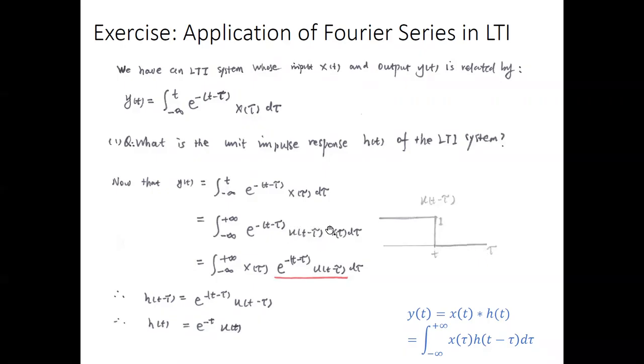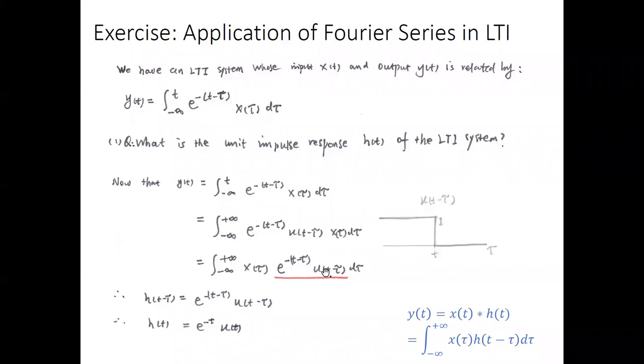That's why when we multiply this with x of tau and take the integral from minus infinity to plus infinity, the part from t to plus infinity just disappears. That's why it is equivalent to stop the integral at t. And then we reorganize those terms a little bit so that it looks more like the standard convolution. You can understand it as a function of t minus tau, and in the convolution it should be h of t minus tau. Therefore, h of t minus tau is exponential of minus t minus tau, u of t minus tau. Substitute everywhere t minus tau with the same variable, say t. Then h of t is exponential of minus t, u of t. So this tells us the unit impulse response of this LTI system.